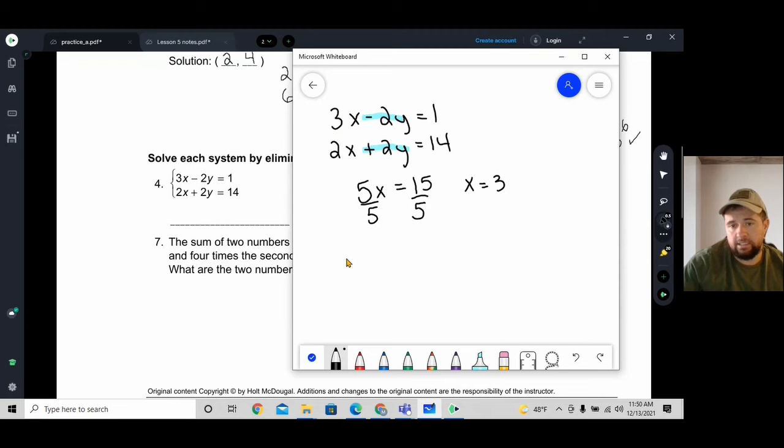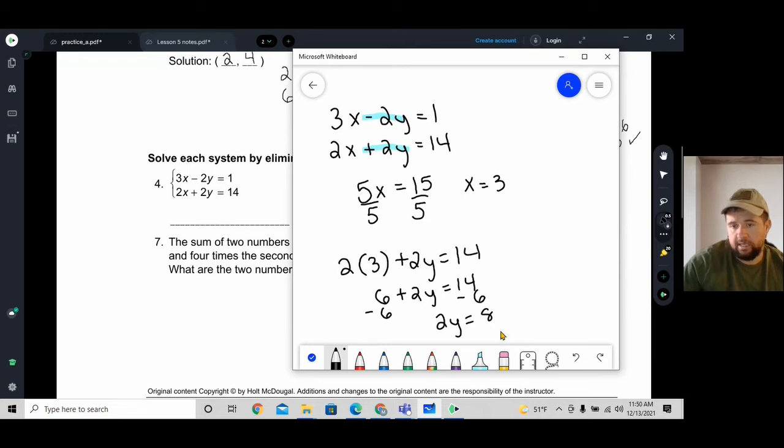So what is 2 times 3 plus 2y equals 14. I've taken this 3 where the x was, and I've plugged it into the second equation. 2 times 3 is 6. So 6 plus 2y equals 14. Subtract 6. Subtract 6. 2y equals 8. That means y equals 4.